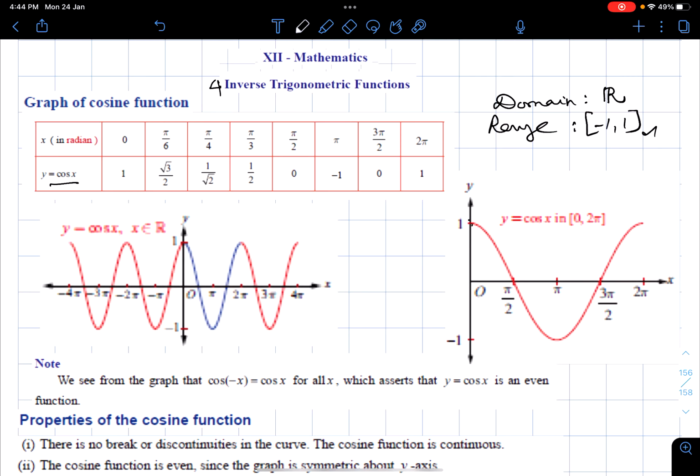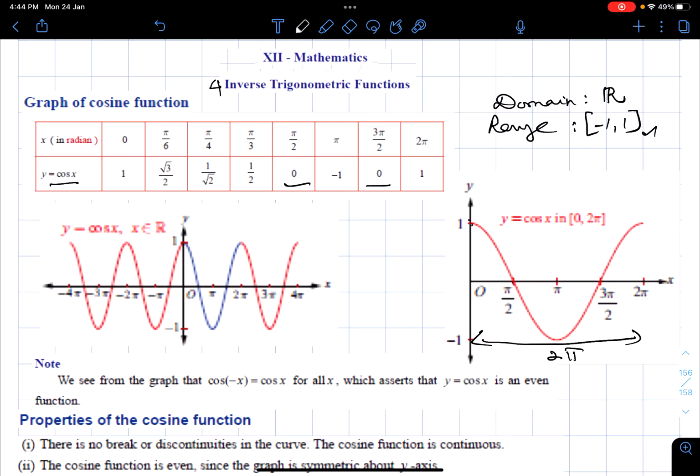From 1 it starts and comes down to pi by 2, so it meets the x-axis at pi by 2. Again it goes down, and at pi it is minus 1. Then it comes back, and at 3 pi by 2 it is 0, and again it comes up and at 2 pi it comes to 1. So this is one cycle or one period. What is the period here? From 0 to 2 pi, so your period is 2 pi.